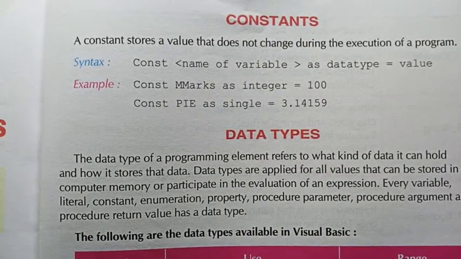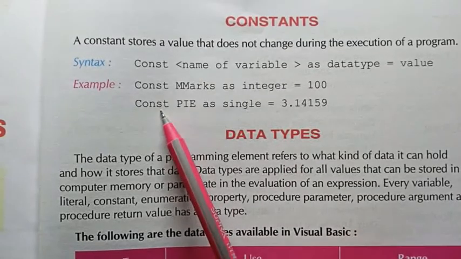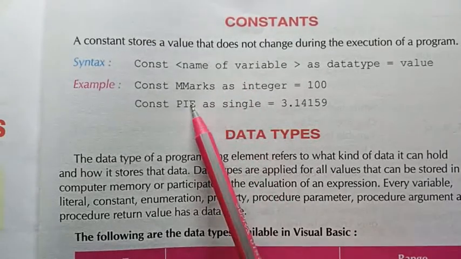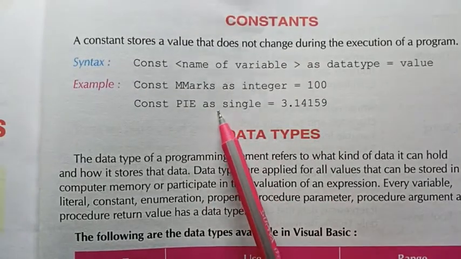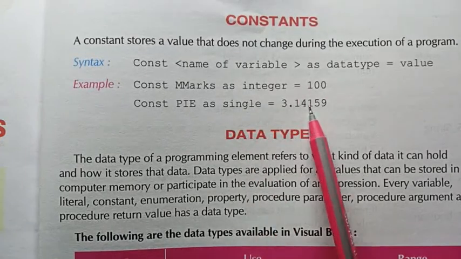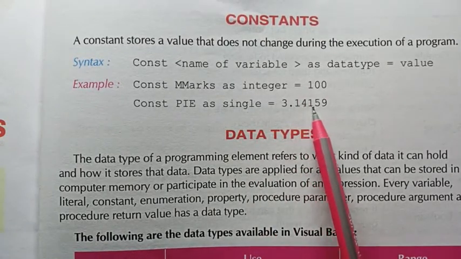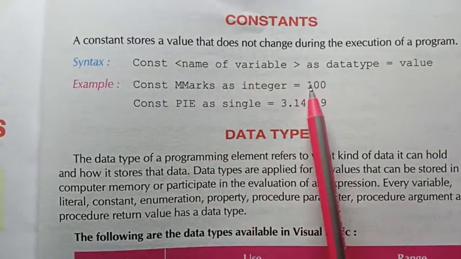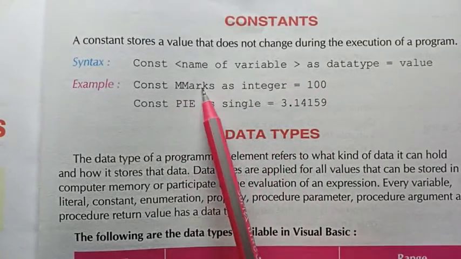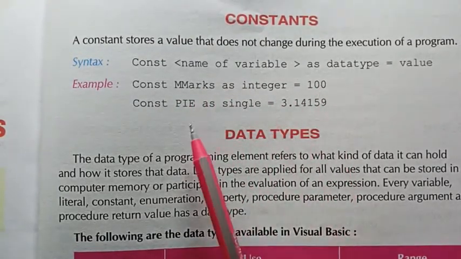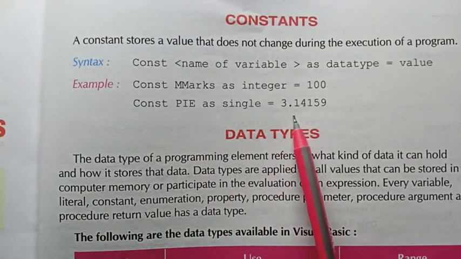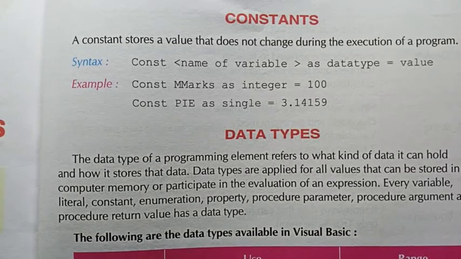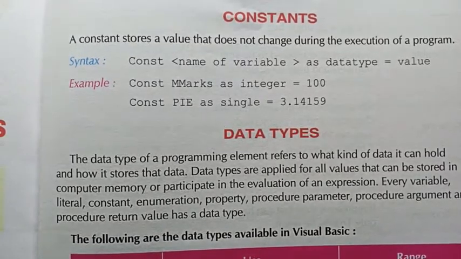Then we have another example of a constant. Here Const is for making constants, Pi is the variable, As is the keyword, the data type is Single, and the value we have given is 3.14159. In this one, no matter how many times you execute the program, the value of MMarks will always be 100 and the value of Pi will always be 3.14159. So this was about variables and constants. Thank you.